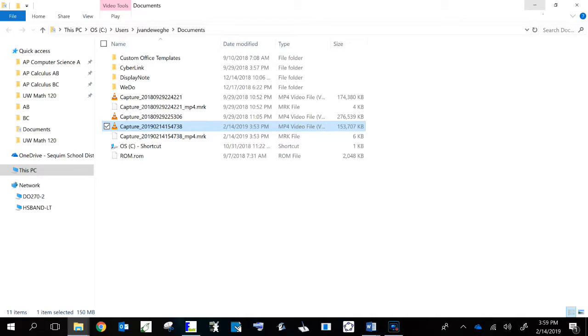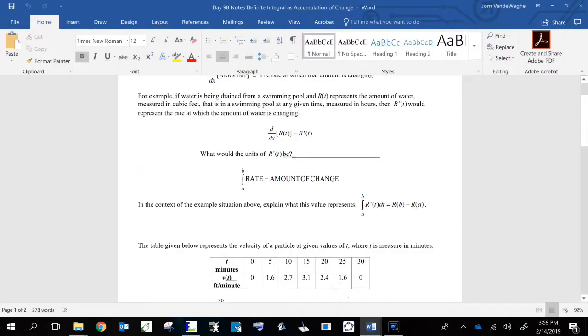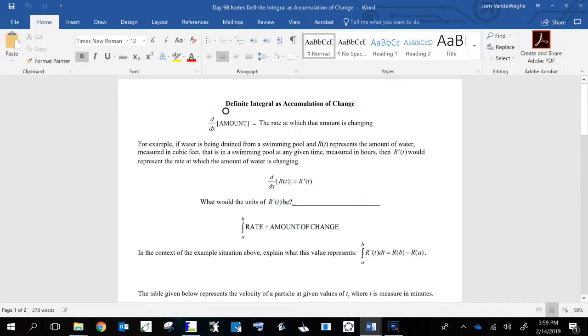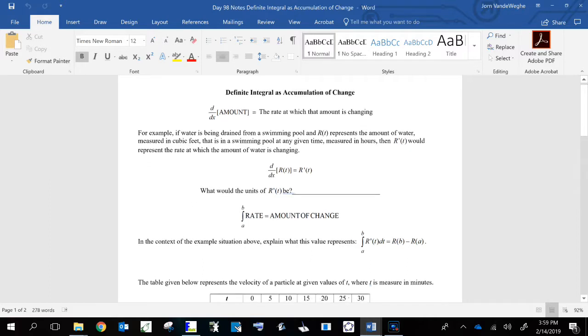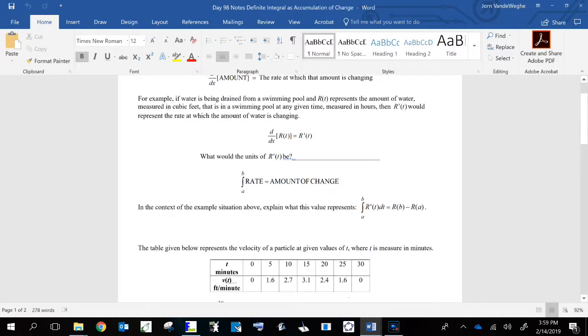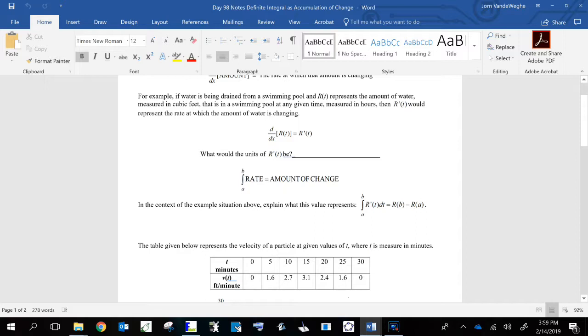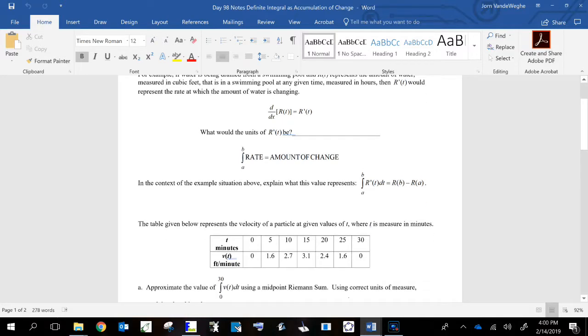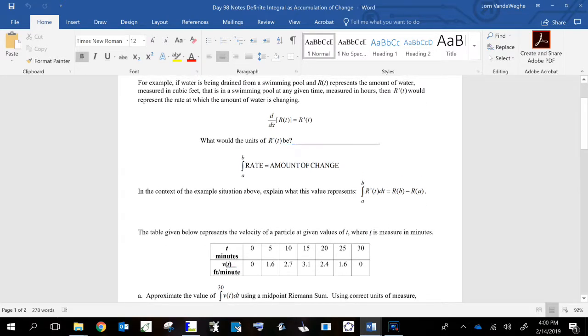Okay, off we go to the notes for the last few days. So the first one here, definite integral as an accumulation of change. So we already know that the derivative of an amount is the rate at which that amount is changing. For example, if water is being drained from a swimming pool, that's what's occurring, and R of t represents the amount of water measured in cubic feet that is in a swimming pool at any given time, then R prime of t would represent the rate at which the amount of water is changing.